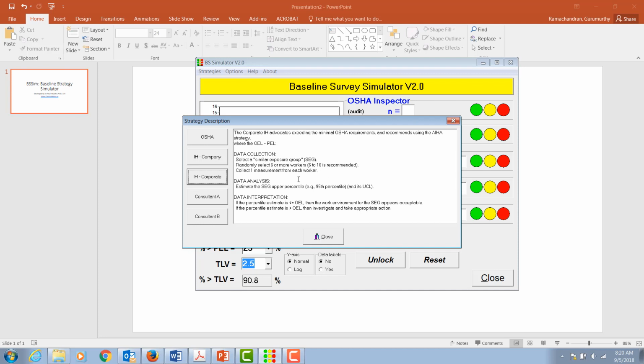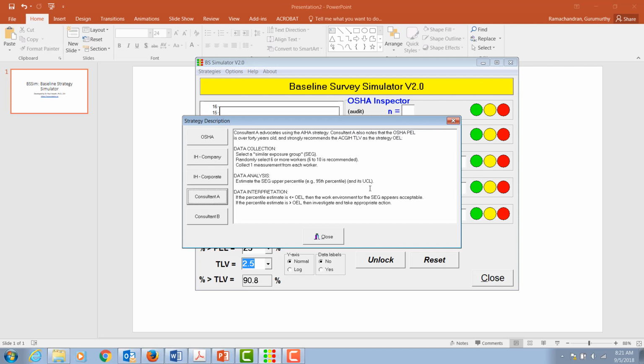Or actually, let me just repeat that again. We select a similar exposure group or SEG, and we randomly select 6 or more workers. 6 to 10 is recommended, and we collect one measurement from each worker. In the data analysis phase, we estimate the upper percentile, for example, the 95th percentile and its upper confidence limit of the SEG. And then if the percentile estimate is less than or equal to the OEL, then the work environment is considered acceptable. If the percentile estimate is greater than the OEL, then we need to investigate and take appropriate action.